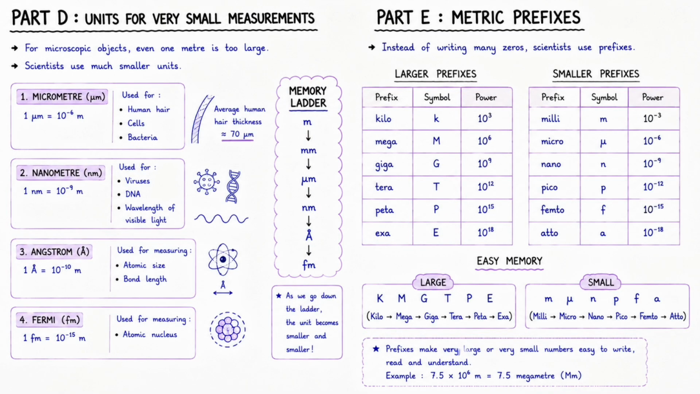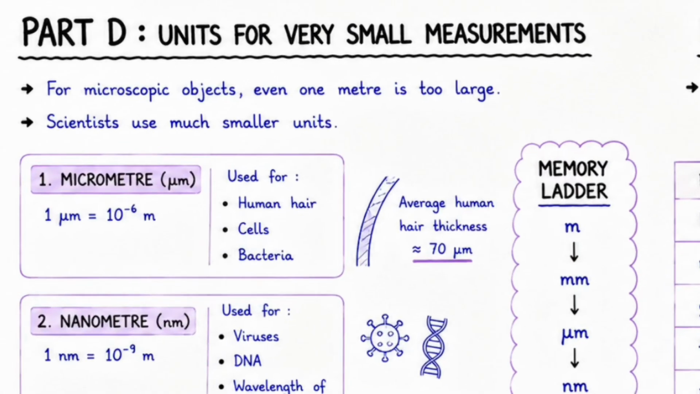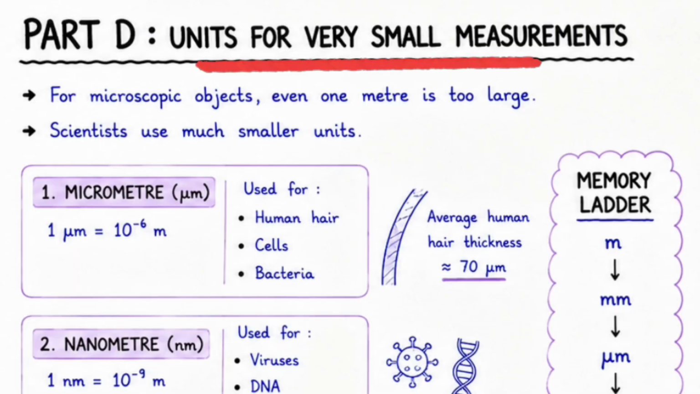We were discussing the units used for measurement of large objects. So today we are going to discuss units used for measurement of very small objects. Can we measure the thickness of human hair using a meter scale? Or can we measure the size of a virus using a ruler? Definitely not. For microscopic objects, even 1 meter is an extremely large unit.